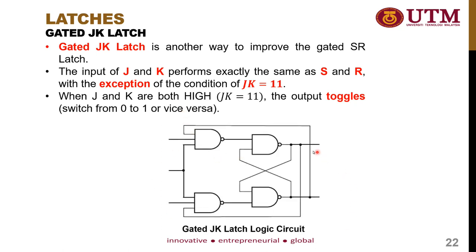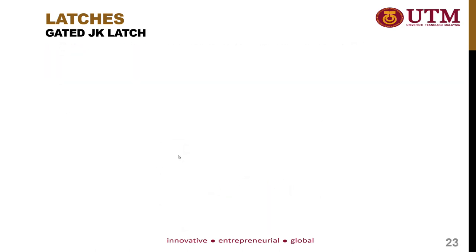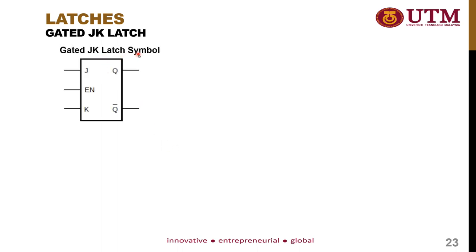This is the gated JK latch logic circuit. As you can see from the logic circuit, it has a total of 4 NAND gates. In the gated JK latch, there are a total of 3 inputs, which are J, K, and enable. And it has a total of 2 outputs, which are Q and Q bar. You see in this circuit, the outputs Q and Q bar both give feedback to each NAND gate. Okay? So this is the gated JK latch symbol, which has 3 inputs and 2 outputs.